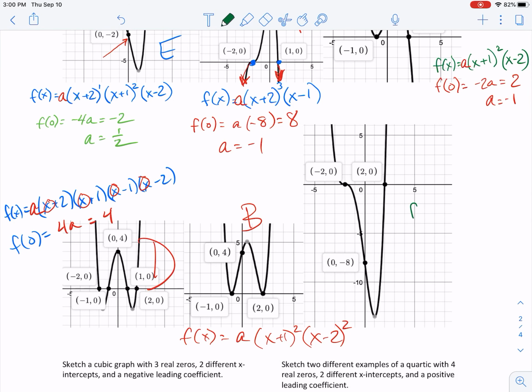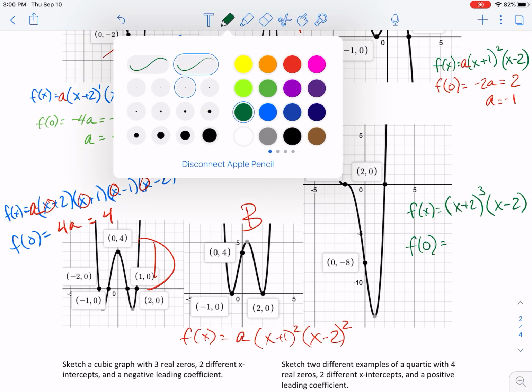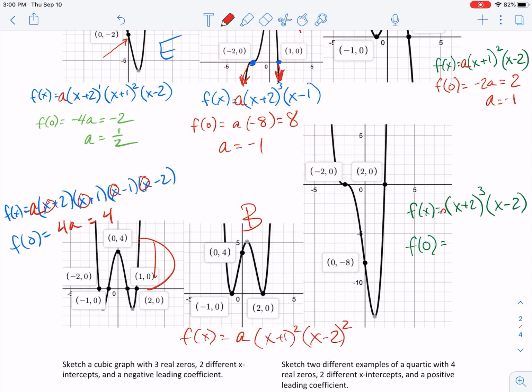I see f of x is equal to x plus 2, and that has a bend, so that's cubed, times an x minus 2, just to the first power. When I plug in 0, so f of 0, I get a times 8 times, put in 0, negative 2. And so this is negative 16a, and it should be equal to negative 8, because that's this point right here. So a is equal to 1/2.